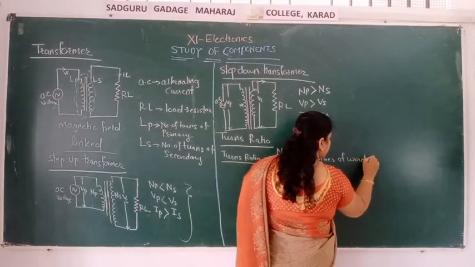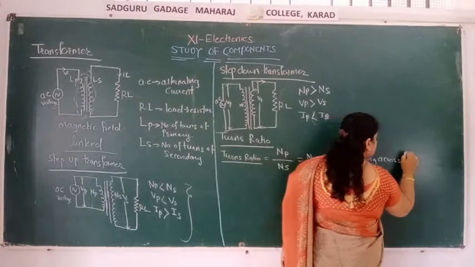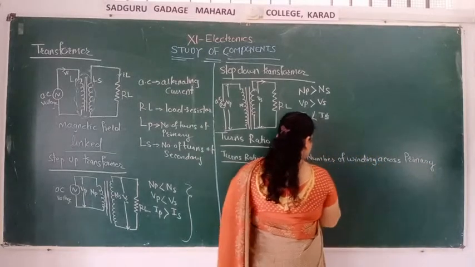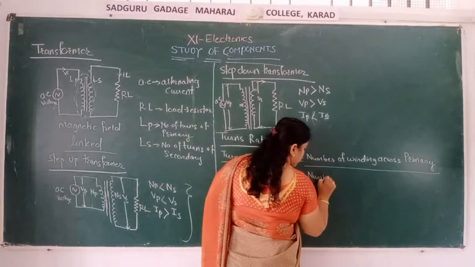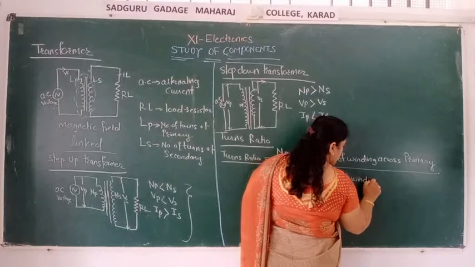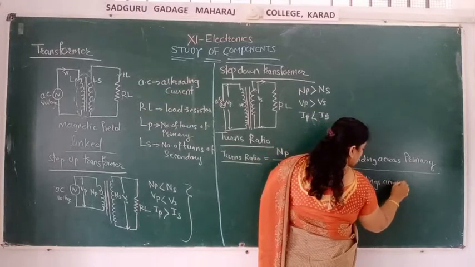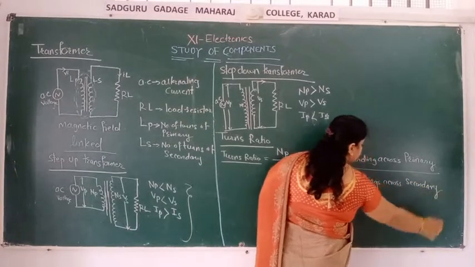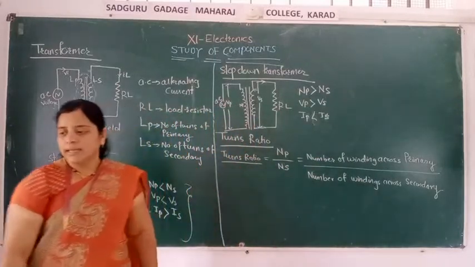windings across primary of the transformer divided by number of windings across secondary of the transformer is called the turns ratio. NP upon NS is the turns ratio.